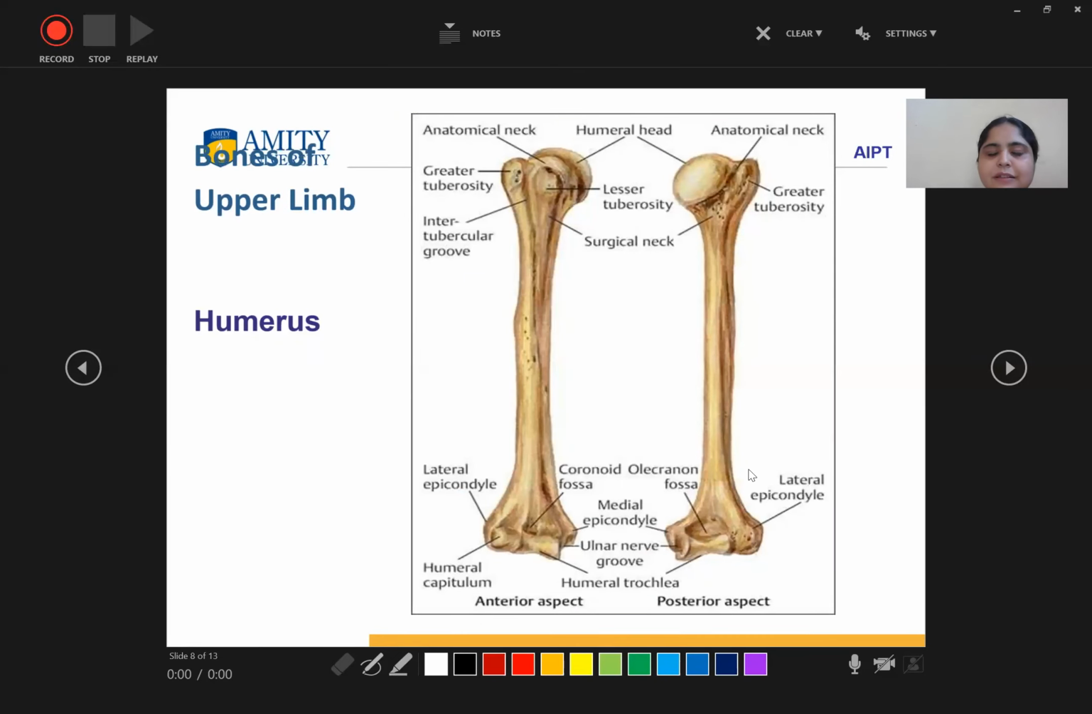Next comes the humerus. The humerus has two aspects, anterior aspect and posterior aspect. In the anterior aspect, we can see the humeral head, the anatomical neck, greater tuberosity, surgical neck, lesser tuberosity, lateral epicondyle, medial epicondyle, coronoid fossa, ulnar nerve groove, humeral trochlea, and humeral capitulum. Whereas in the posterior aspect, we can see humeral head, anatomical neck, greater tuberosity, lateral condyle, olecranon fossa, and humeral trochlea, as well as medial epicondyle and ulnar nerve groove.